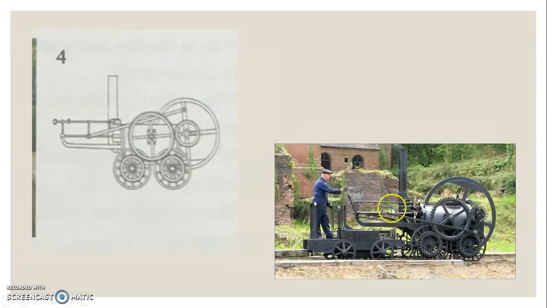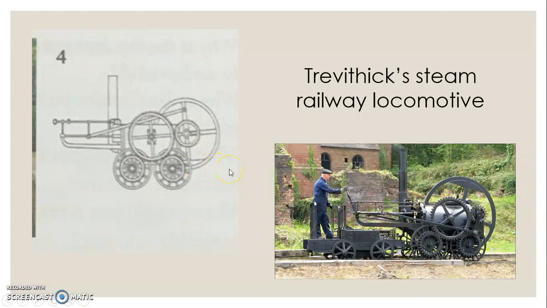Next, as you can see here, maybe you can guess what this is. This is what we call the Trevithick steam railway locomotive. This is considered the earliest train in history. It was invented by Trevithick. He was the one who created this locomotive, and this is the start of the creation of trains.